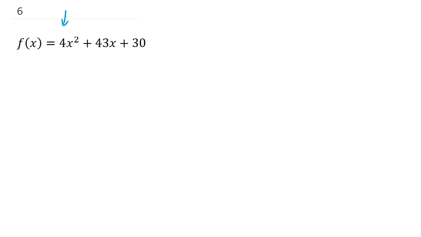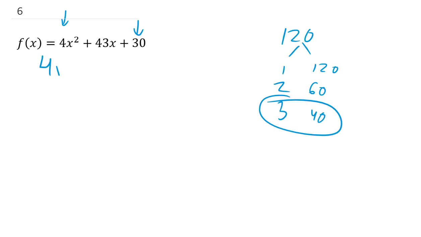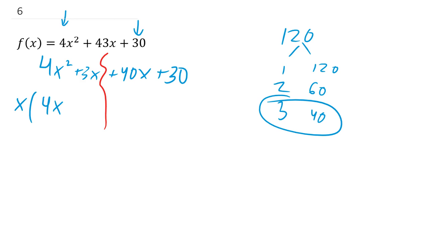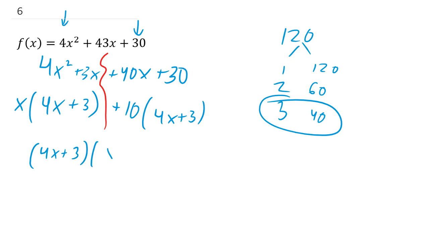4 times 30 is 120. Factors of 120 are things like 1 and 120, or 2 and 60, or 3 and 40. Oh, we found it. 3 and 40. 4x squared plus 3x plus 40x plus 30. Factor by grouping. I could take an x out of the left side. I could take a 10 out of the right side. And I'm left with 4x plus 3, x plus 10.